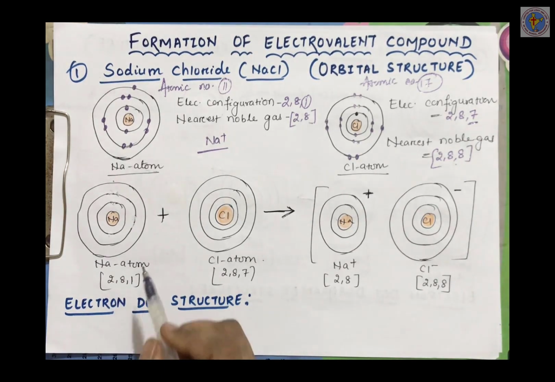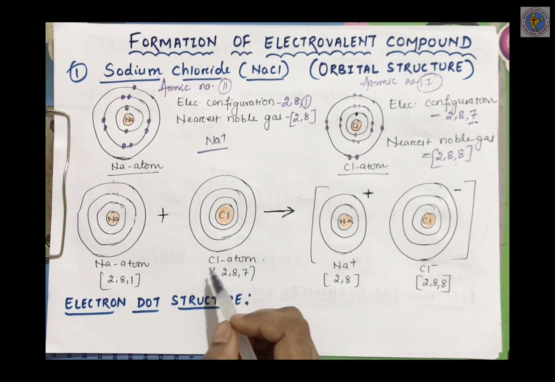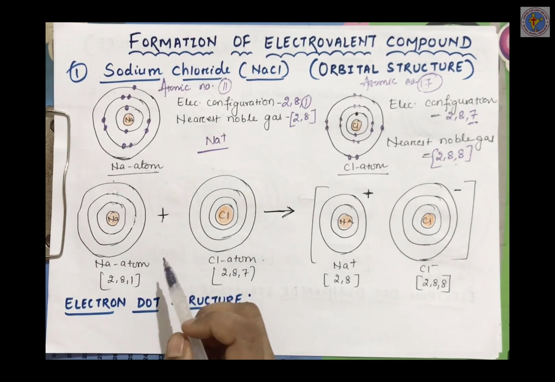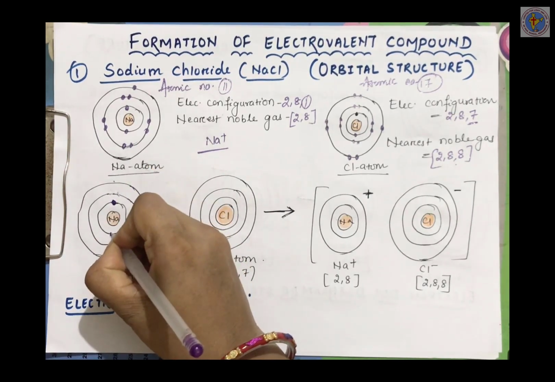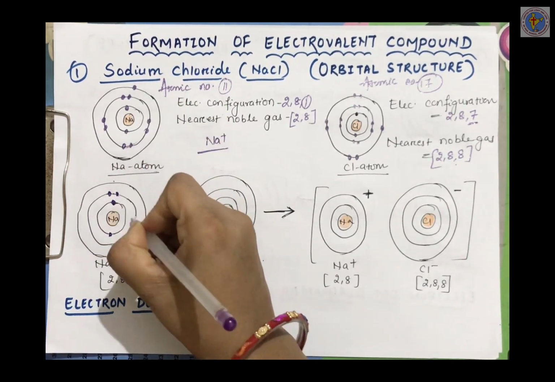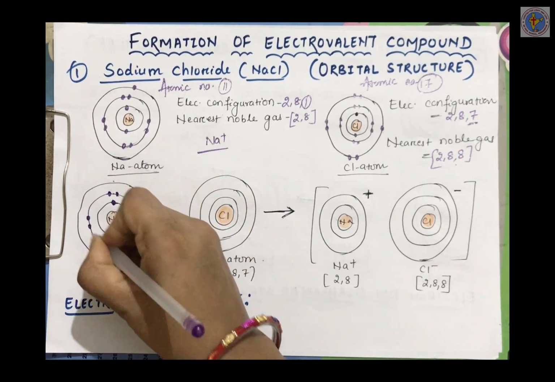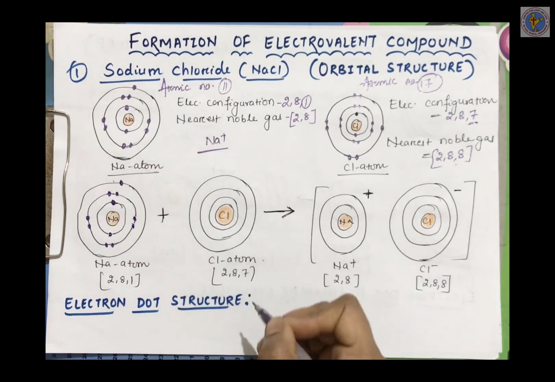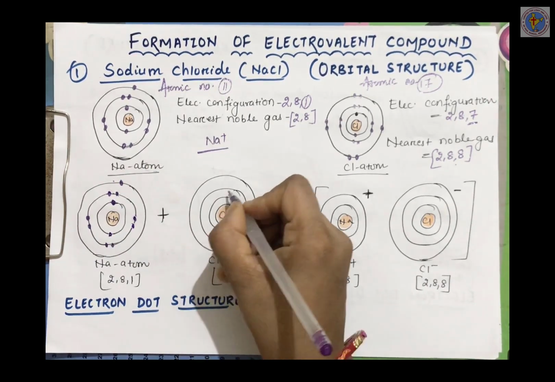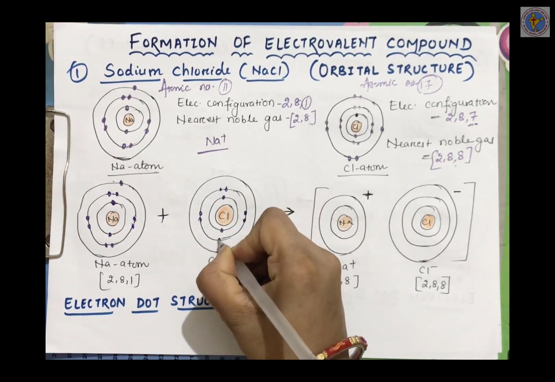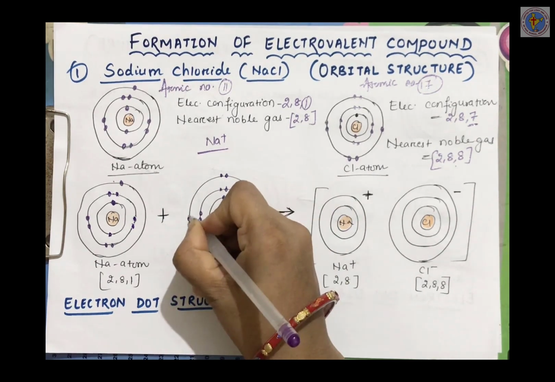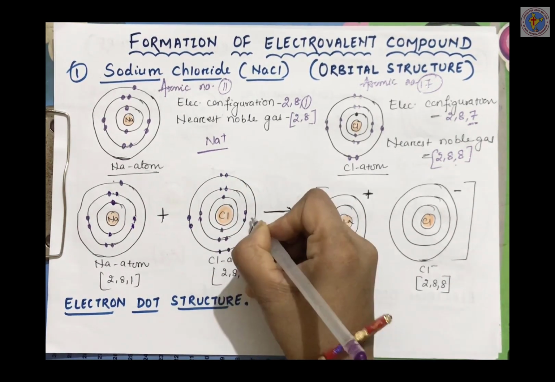So let us learn about the orbital structure first. We are going to learn two structures here. One is the orbital structure, another one is the electron dot structure. We'll learn the orbital structure first. Here is the sodium atom. Let us draw the orbital structure of sodium as we have drawn earlier: 2, 8 and then 1. That means one electron in the outermost shell. Similarly, chlorine: 2, 8 and 7. That means 7 in the outermost shell.